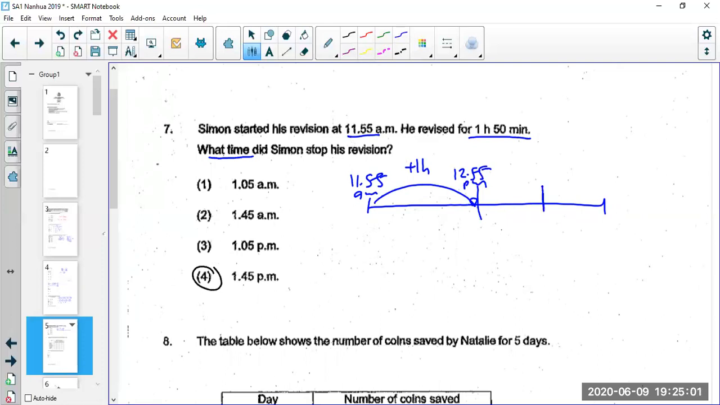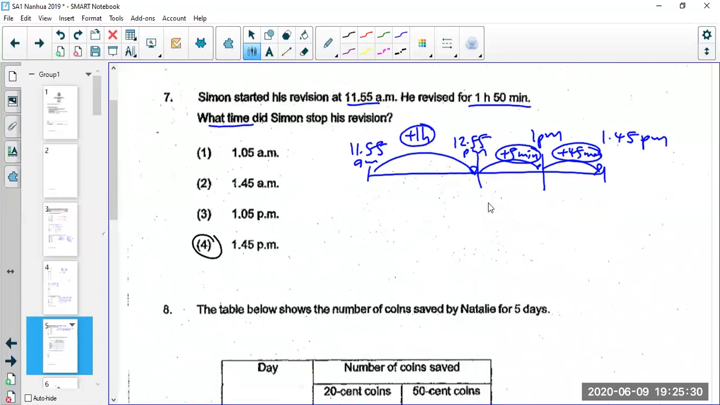So you get the nearest hour. So you plus 5 minutes first, right? You plus 5 minutes. Then later, you add another 45, right? Because 5 plus 45 is 50, right? So you have 1 hour and 50 minutes, right? So what time did he stop his revision? So 1 p.m. plus 45 minutes later, he stopped his revision at 1:45 p.m.